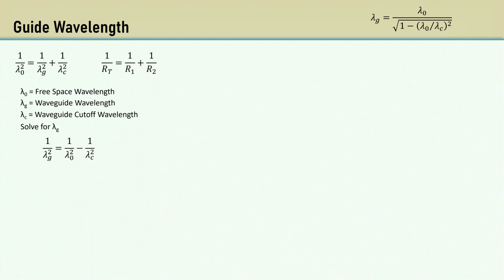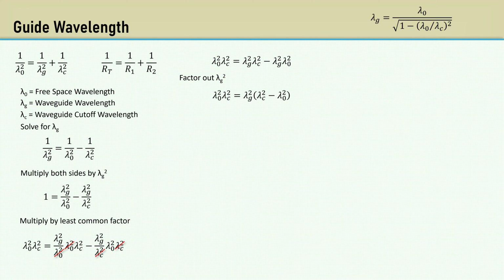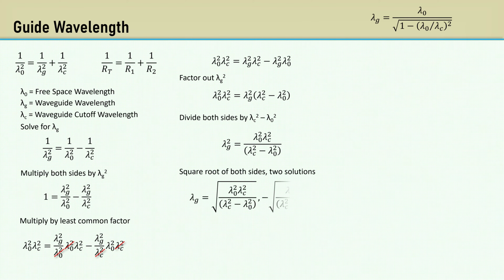Here it is rearranged to solve for 1 over lambda g squared. Let's begin by multiplying both sides by lambda g squared. Multiply both sides by the least common factor, lambda naught squared times lambda c squared. Several terms cancel and we get this. Factor out lambda g squared, then divide both sides by lambda c squared minus lambda naught squared. Then take the square root of both sides and it gives us two solutions. So obviously the waveguide wavelength can be imaginary.